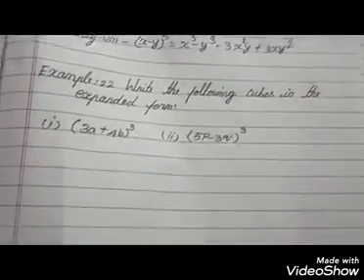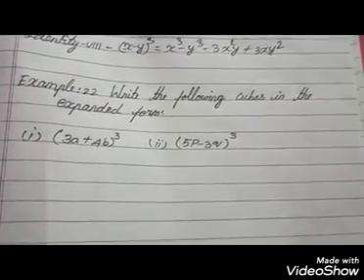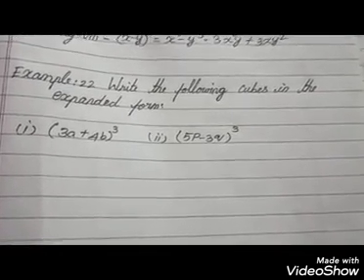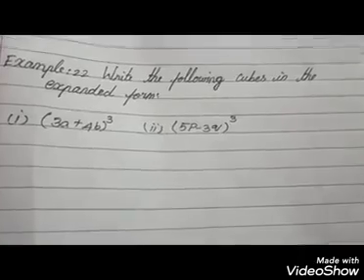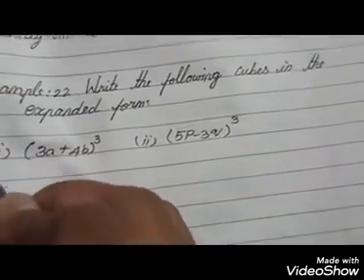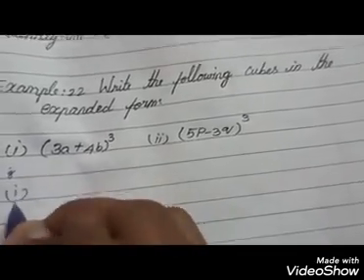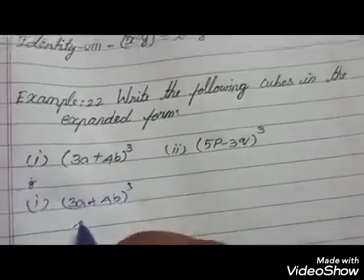Now we see example number 22. Write the following cubes in the expanded form: 3a plus 4b the whole cube, and 5p minus 3q the whole cube. One by one we have to see the solution. The first question: 3a plus 4b the whole cube.